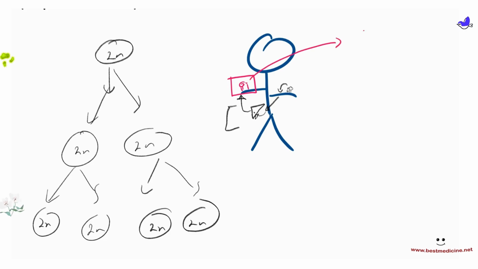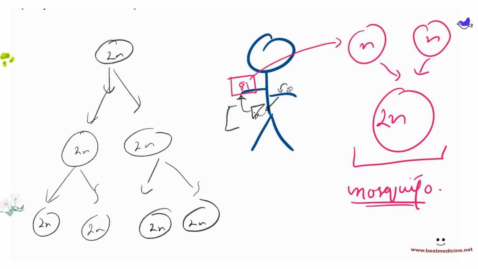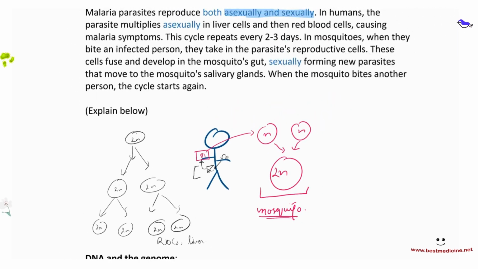So in the mosquito, here's what would occur. You would have a gamete, and you have a gamete, and then both of them will combine and give you 2N, a protist. That will occur inside the mosquito, and the asexual reproduction would occur in the red blood cells and liver. These are the two areas that the malarial protist goes when it infects a human being.